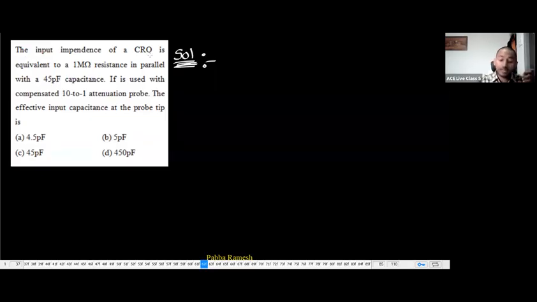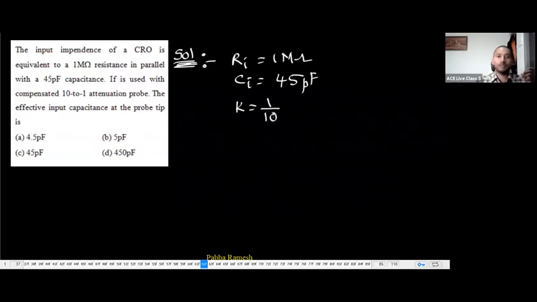The input impedance of the CRO. What is given? Ri is 1 mega ohm, Ci is 45 picofarad. If it uses a compensated 10 to 1 probe, therefore K is equal to 1 by 10. The effective input capacitance he is asking, C effective.